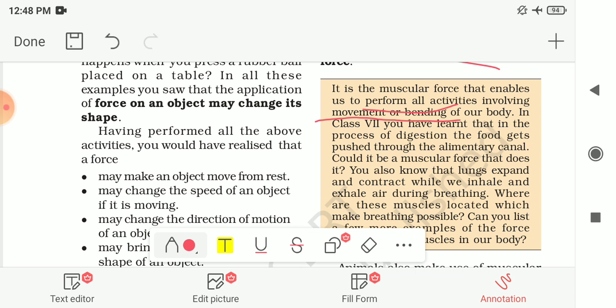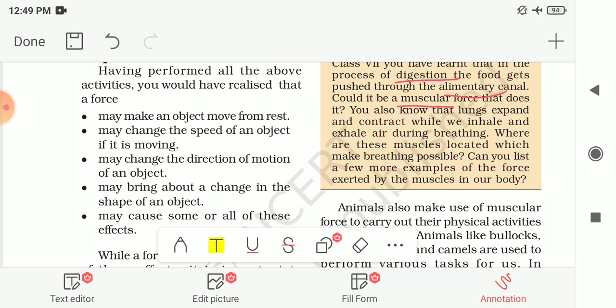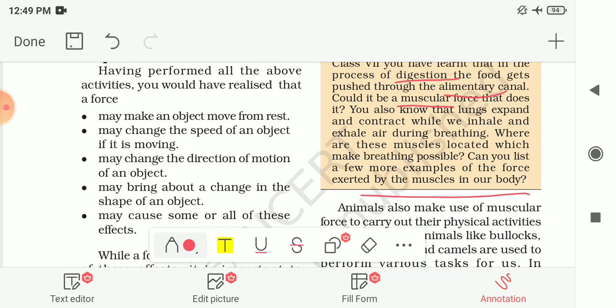And in class 7 you have learned that in the process of digestion also the food gets pushed through the alimentary canal. We are not pushing the food by our hand, but in our alimentary canal the food is pushed forward. So could it be a muscular force that does this, because of which the food is moving further in the alimentary canal? Yes, that is the muscular force. Because of the muscles which are present over there, the food goes further in the alimentary canal.